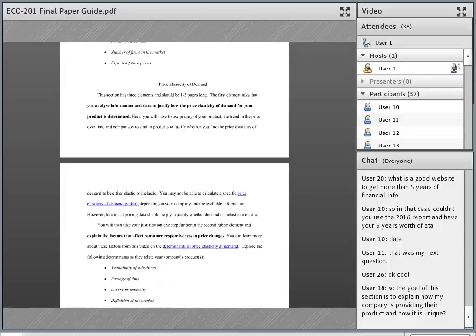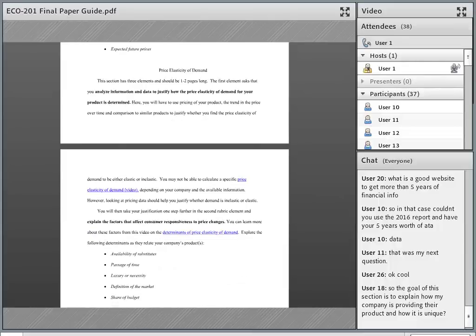All right, so we have our next section to talk about, which is 3 elements long. And this is the price elasticity of demand section. So this is what we covered in week 3 of class. The first element here is asking you to analyze information and data to justify how the price elasticity of demand for your product is determined. So basically what we need you to do here is to say, is demand for my product elastic or inelastic? We practiced this a little bit in our discussion on gasoline, where you were asked to say, okay, is demand for gasoline elastic or inelastic? And give some reasons why.